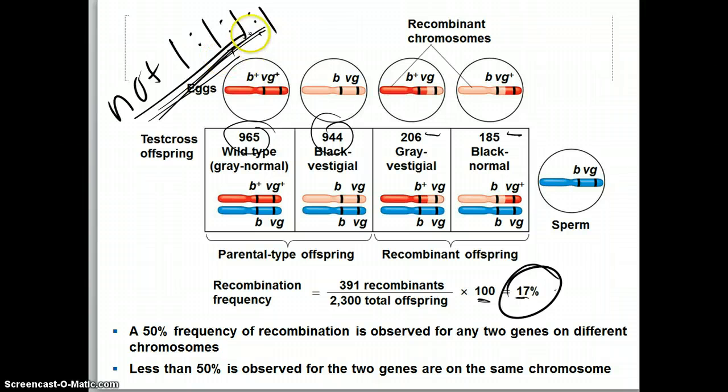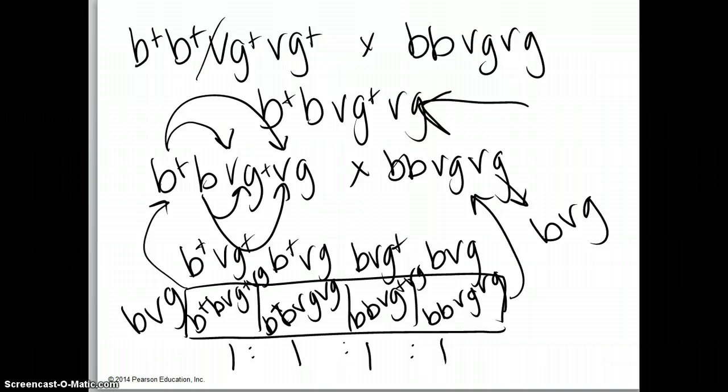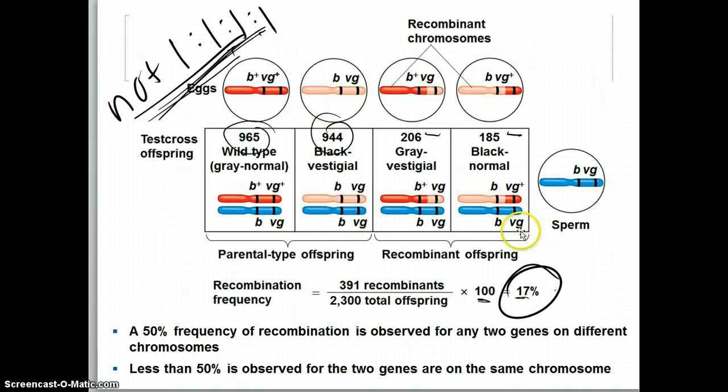So if you think about it, half of them would be parental, half of them would be recombinant, just like I said here. This one's parental, recombinant, recombinant. So you can see that because it's not following that pattern, we know that these genes are linked and they have to be on the same chromosome because they're not following the same pattern of inheritance. And we can determine how close they are by actually doing this recombinant frequency. Anything less than 50% would mean that the two genes are on the same chromosome. 17% is less than 50, so we know that they are on the same chromosome and they do not assort independently during meiosis.